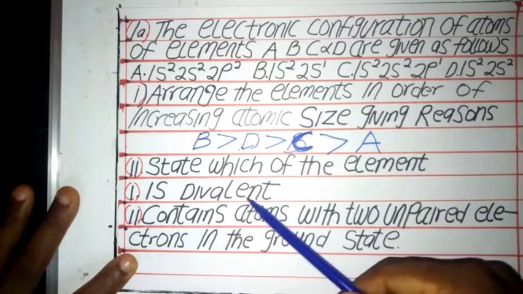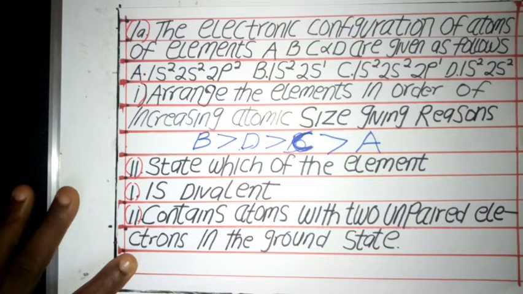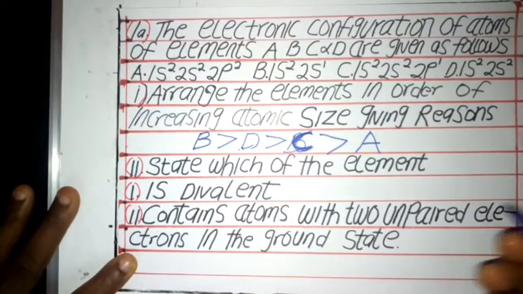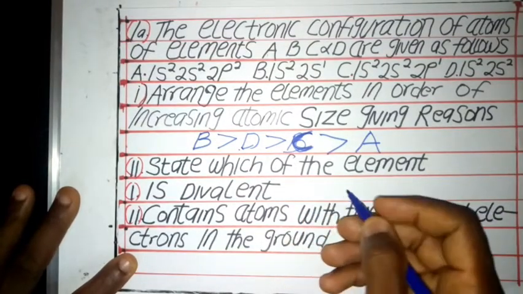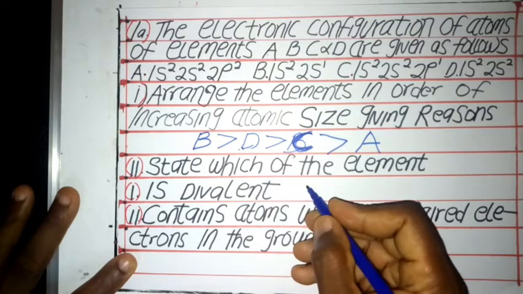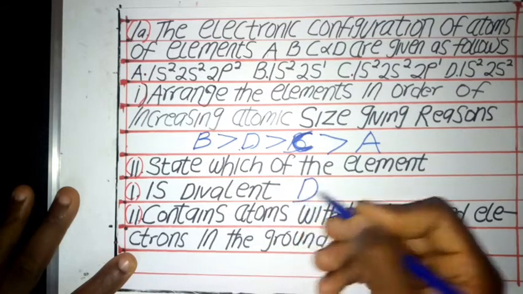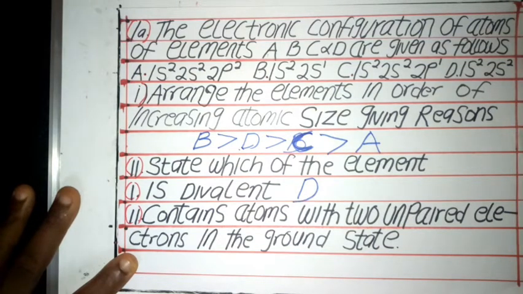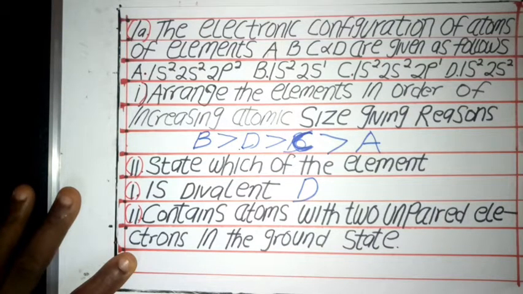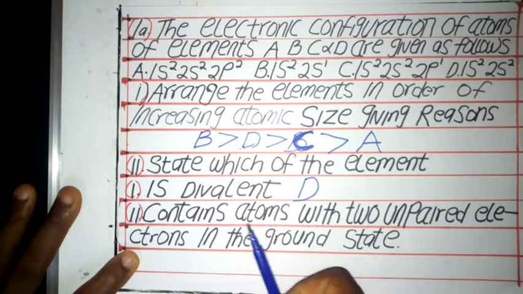Beryllium is divalent because it is in group 2 of the periodic table. So the answer is D, it is divalent. It has 2 valence electrons, a valency of 2. Beryllium is a group 2 element. A group 1 element has 1 valence electron, monovalent. So this one is D. Beryllium is divalent.